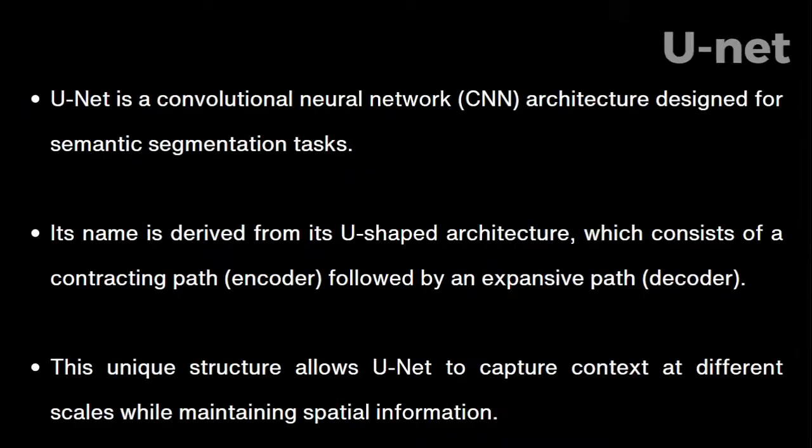So let us see about UNet. What is this UNet architecture? As the name itself suggests, it is something like a U-shaped net. UNet is a convolutional neural network architecture designed for semantic segmentation tasks. Its name is derived from its U-shaped architecture, which consists of a contracting path, like an encoder, followed by an expansive path, which is the decoder. This unique structure allows UNet to capture context at different scales while maintaining spatial information as well.